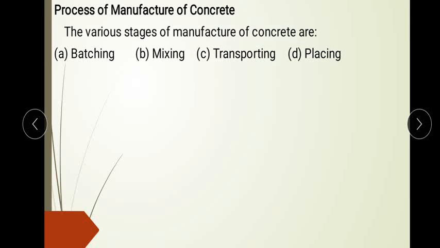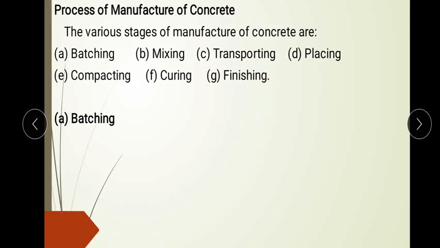The first one is batching, second mixing, transporting, placing. Compacting is one thing, then curing as well as finishing. So these are the different kinds of procedures to be followed while we are making the concrete. In this way I'm proceeding with batching.